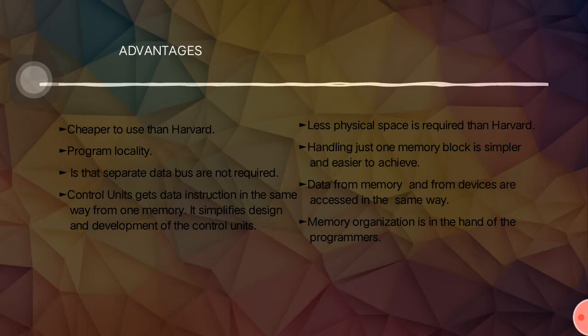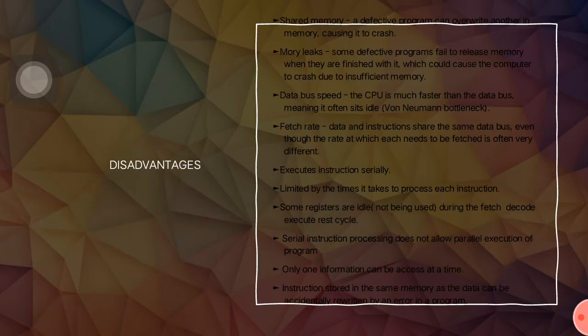And the next one, data from memory and from devices are accessed in the same way. And the last, memory organization is in the hands of programmers. The disadvantages of von Neumann architecture are the following: shared memory, which means a defective program can overwrite another in memory, causing it to crash.